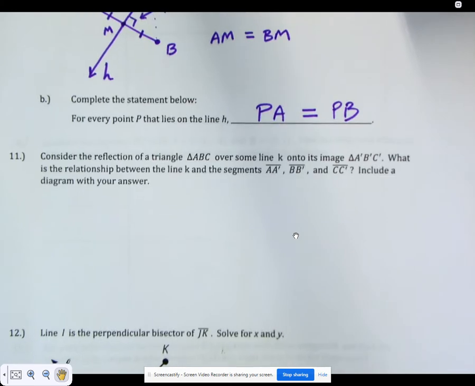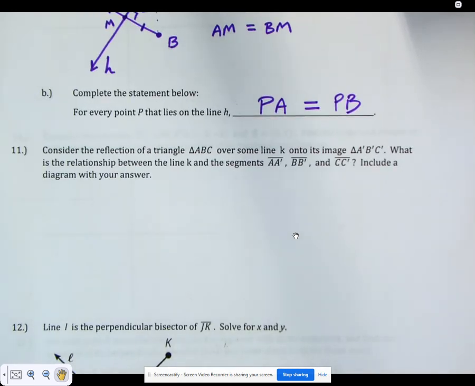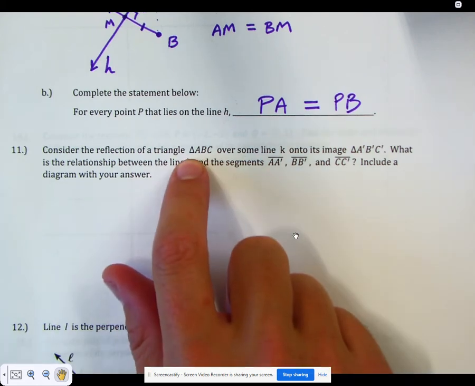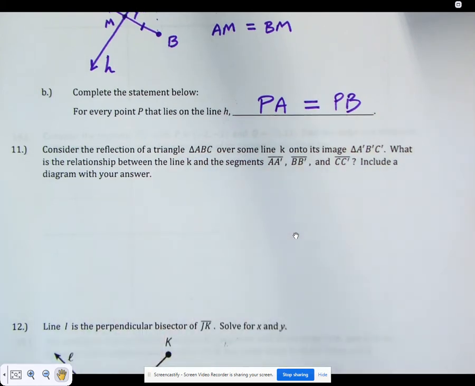so moving on here. Consider the reflection of a triangle ABC over some line K onto its image A prime, B prime, C prime. This little symbol here is just a triangle. It means that ABC is a triangle, as it says here.